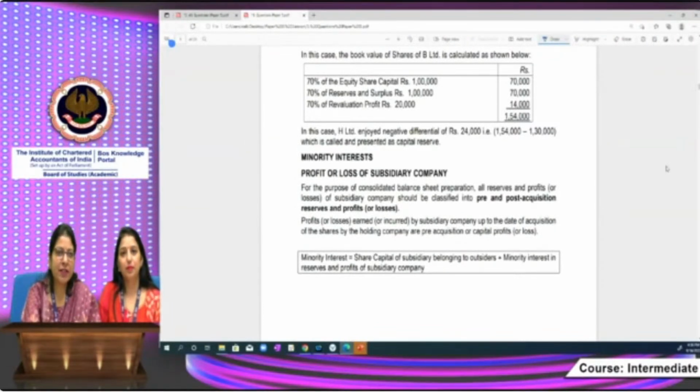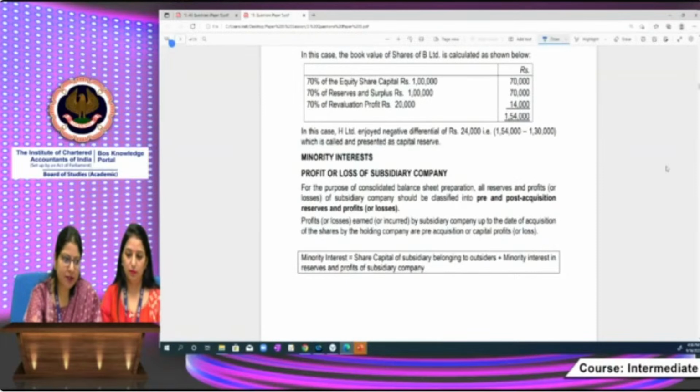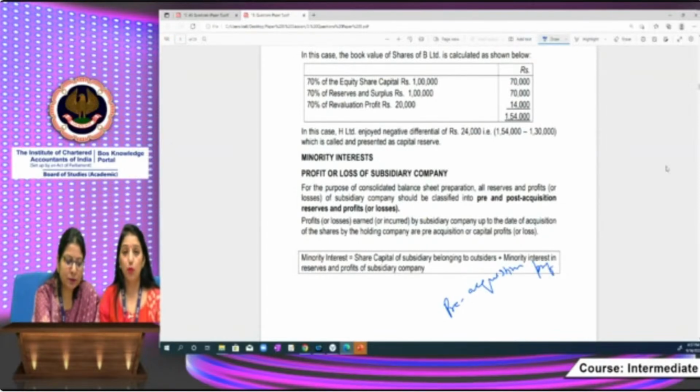And if the difference is negative, it means I am paying less and the holding company is getting more in the form of share of pre-acquisition profit or reserves or share in nominal value of the shares, then there will be a capital reserve. So this is the most important calculation in any consolidation question, and this will be shown as a proper working note. Then we have the concept of pre-acquisition profits and post-acquisition profits.